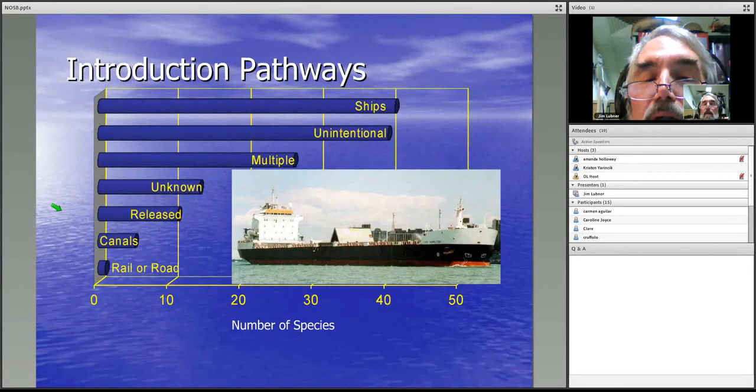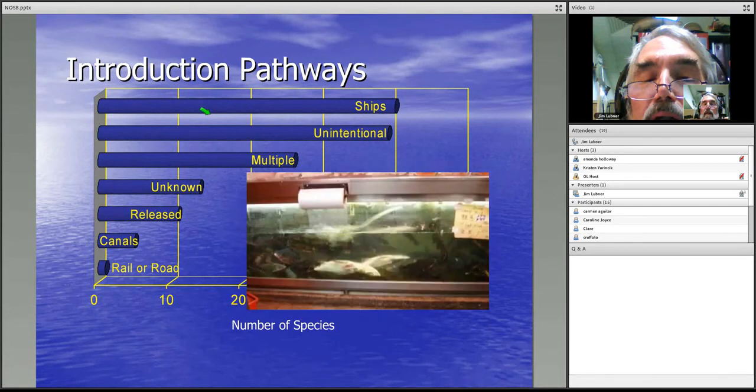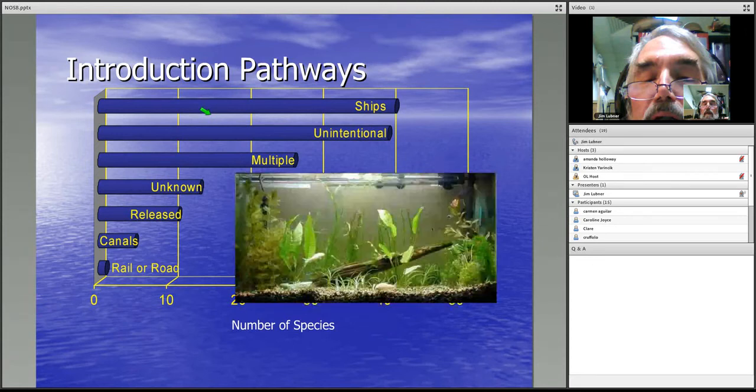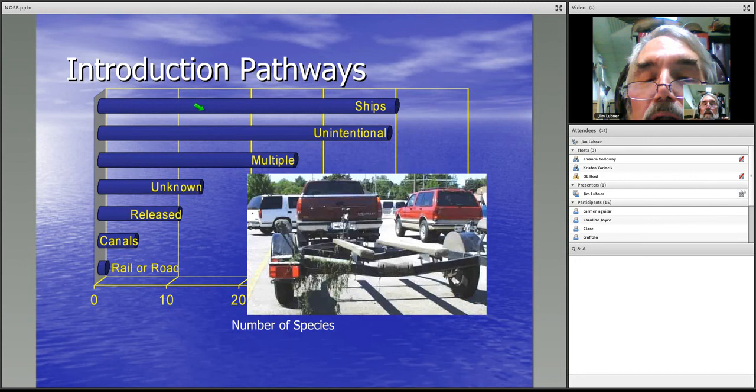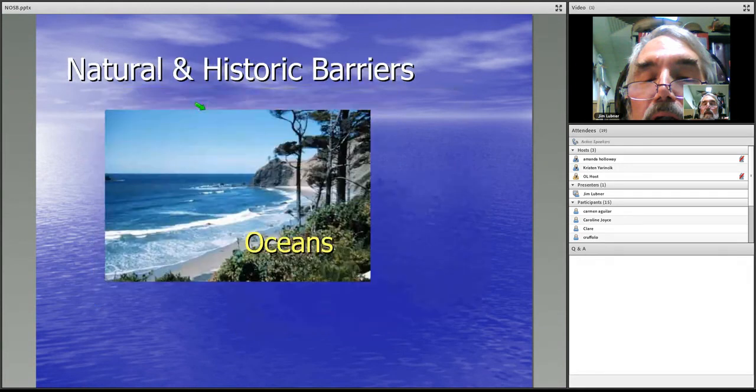Well, the largest pathway is via ships, but we also have the aquarium trade and the live fish food trade. We have canals that have opened up pathways, like the Welland Canal around Niagara Falls. We'll talk a little bit more about some of these pathways in just a bit. And once they get into the Great Lakes, we move them around via our own ships and boats from one body of water to the other.